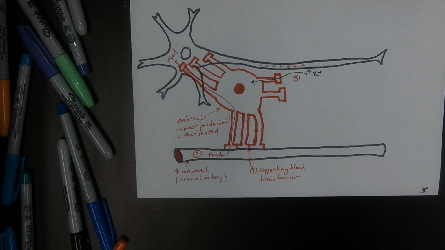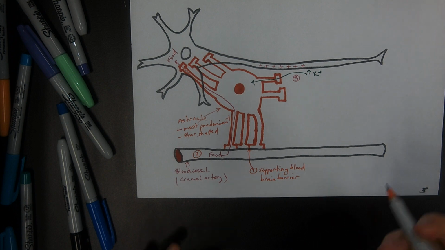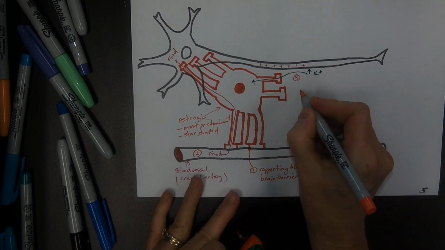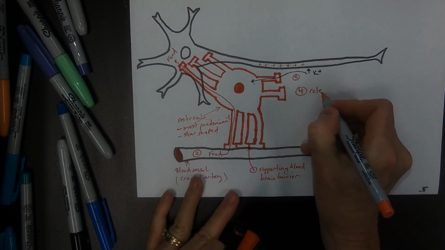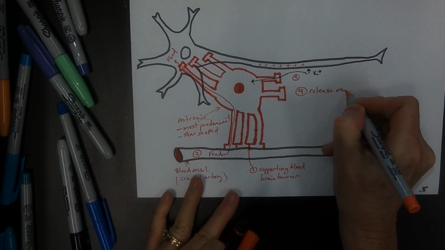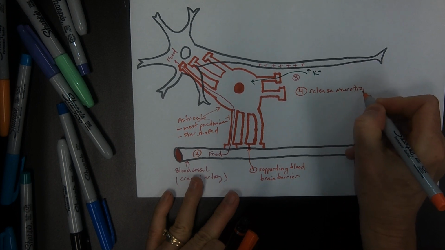First function, support that blood-brain barrier. Second function, help provide food or nourishment to the neurons. Third function, take up that extra potassium that exists in the extracellular space. And then there's one more function. The fourth function here is going to be release of neurotrophic factors.